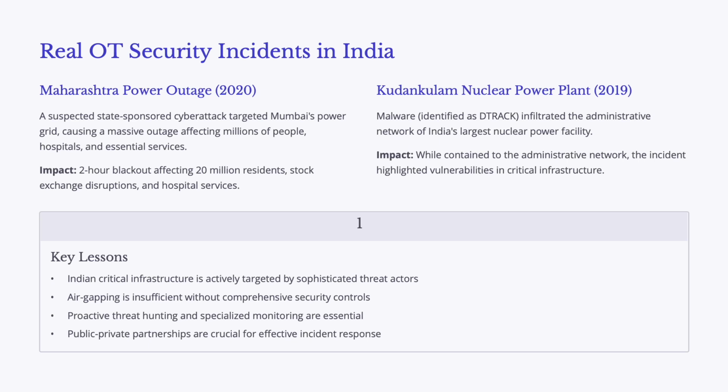So here are some examples of the rare OT security incidents which have happened in India. There was a power outage in Maharashtra in 2020, which was the result of state-sponsored cyber attacks which targeted Mumbai's power grid and caused a very massive outage affecting millions of people. And the other one is the malware identified as DTrack, which infiltrated the administrative network of India's largest nuclear power facility.